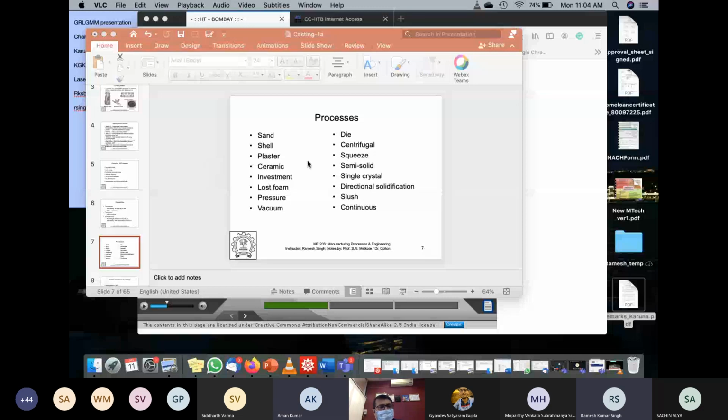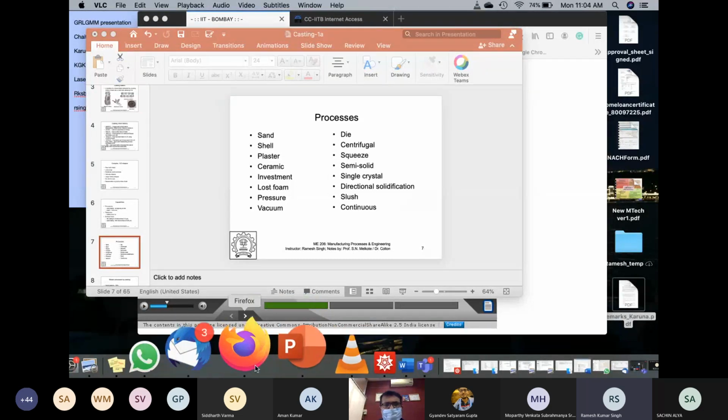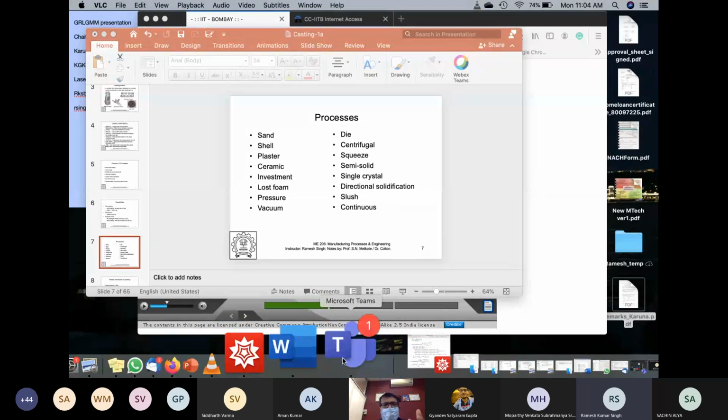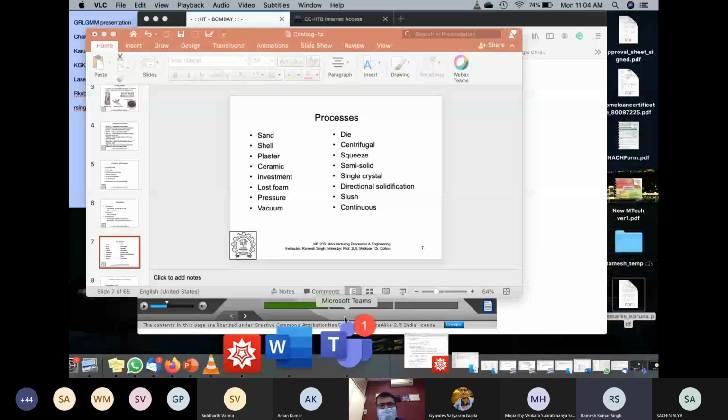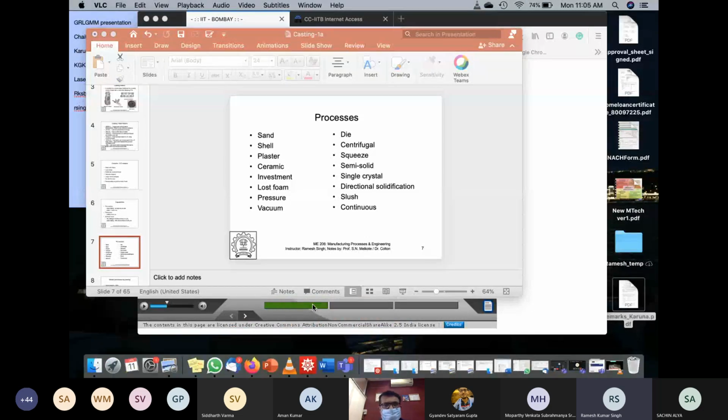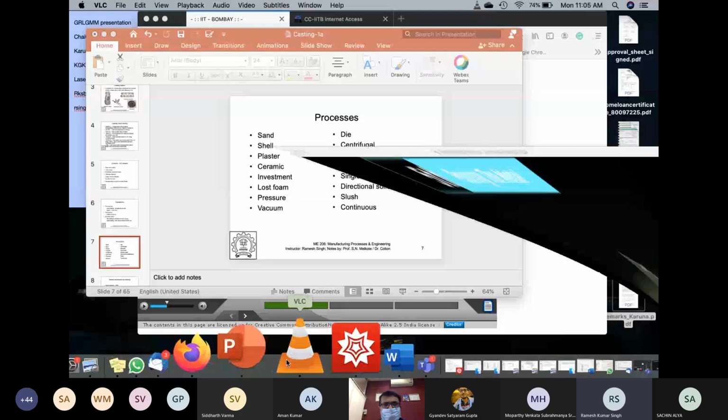Then there is plaster casting. In plaster casting, you use this for low melting temperatures, for creating brass statues or aluminum things. I don't know if you have noticed those people who sell small metal statues, the Banjaras, they actually do this plaster casting. I'll just show you the process.